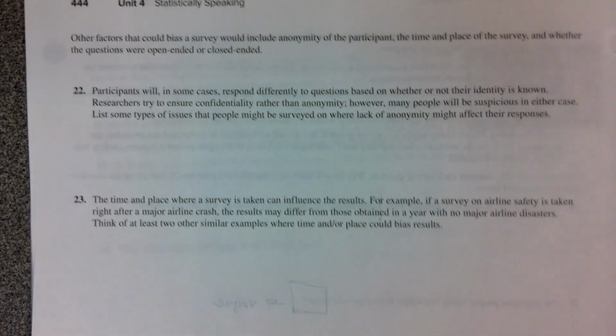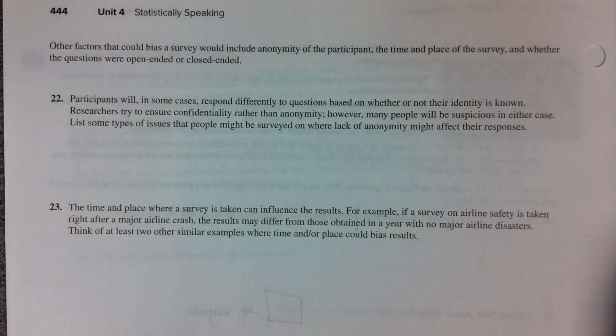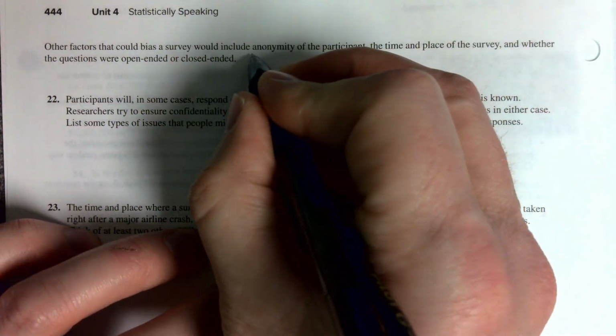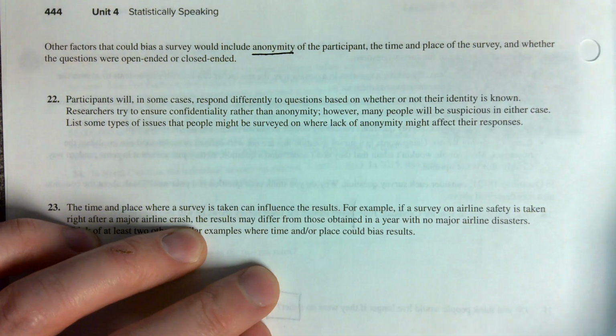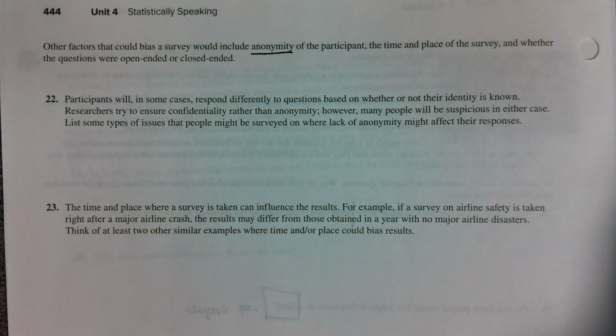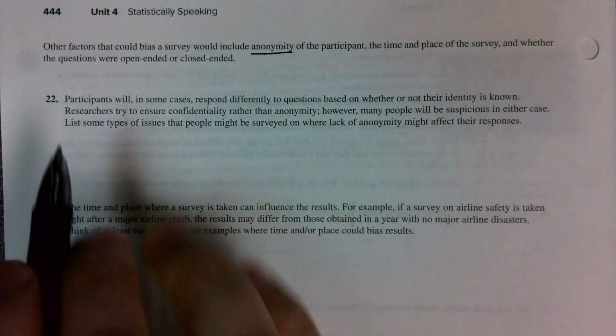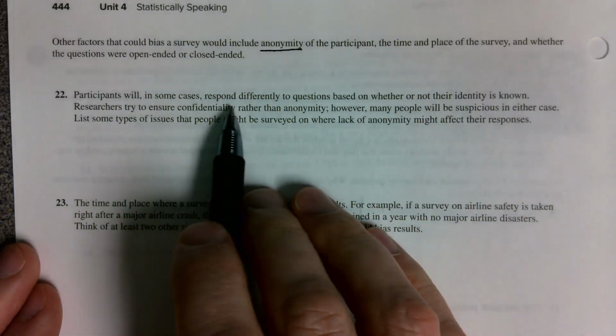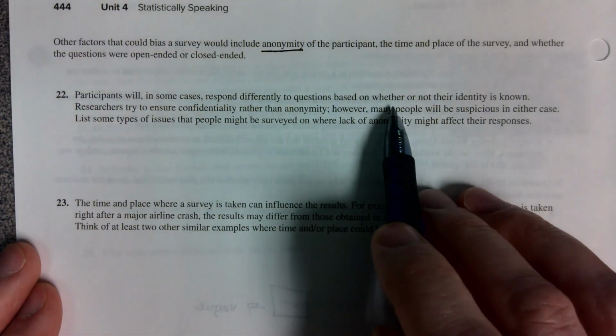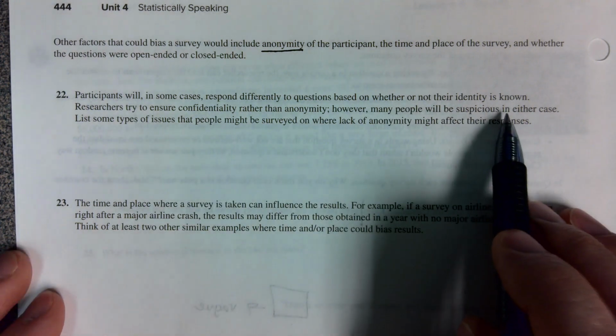Other issues in surveys that can crop up is if people think that their identity might be shared in the responses. So the author is pointing out here, participants will in some cases respond differently to questions based on whether or not their identity is known.